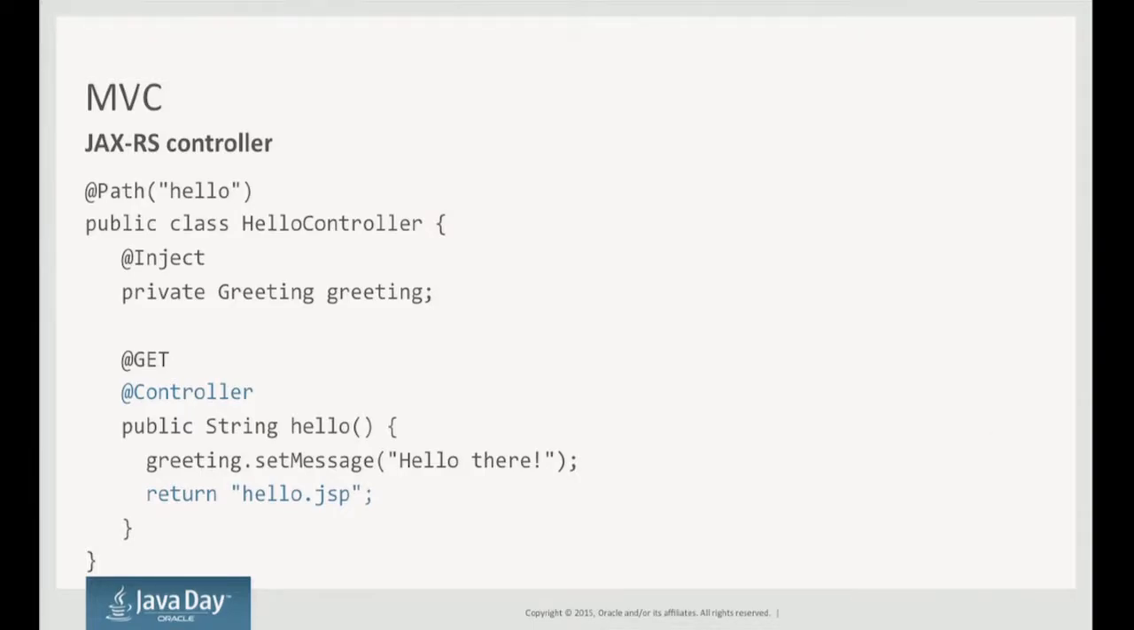I've stolen this example from the MVC spec. The early draft of the MVC spec is now available for download, so you can see the work in progress with this new expert group. So here we have a JAX-RS resource class, and notice that we've annotated the controller method with the controller annotation. So this method is going to be providing our controller logic. So I want to look at the pieces now.